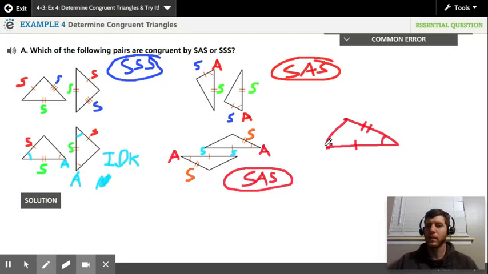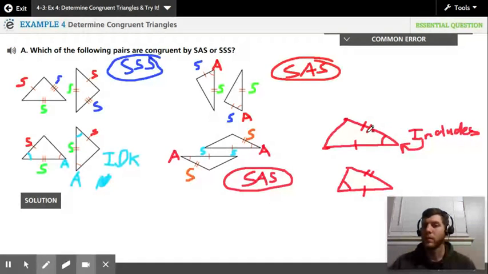So if we had something like this, that's the included angle. If we have something like this, right, that angle is not included. So this is the included angle. Right, for side angle side to work, the pair of angles that are congruent needs to be the included angles. So they need to be between the two sides that are congruent. And as we can see over here, this is not in between the two sides. So it's not included.